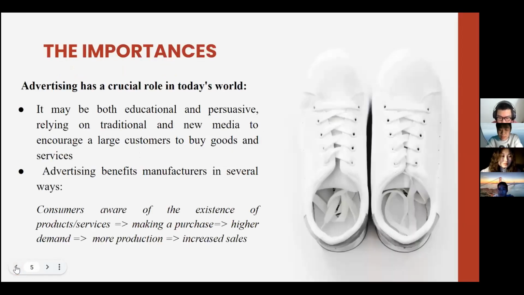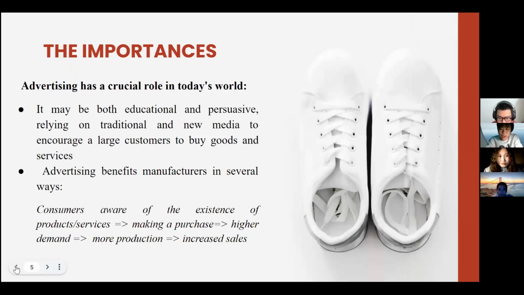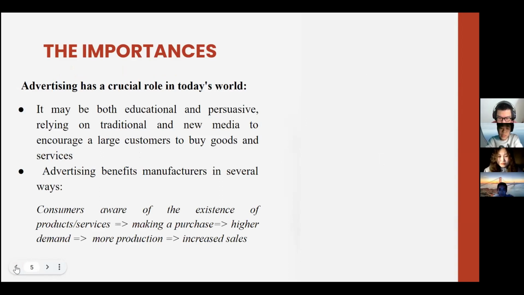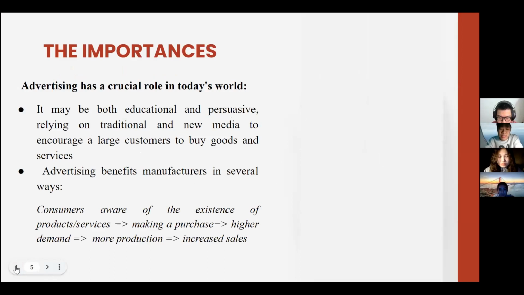Advertising benefits the manufacturer in several ways. It promotes production by making people aware of the existence of goods, which leads them to make a purchase, resulting in increased sales and producing more to adapt to higher demand. Therefore, advertising allows the company to introduce new products to their consumers in a cost-effective manner.